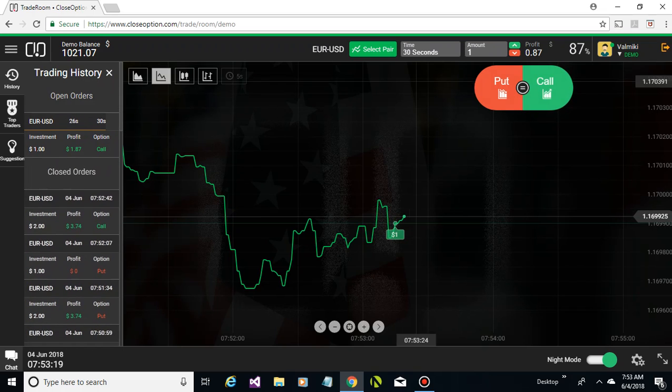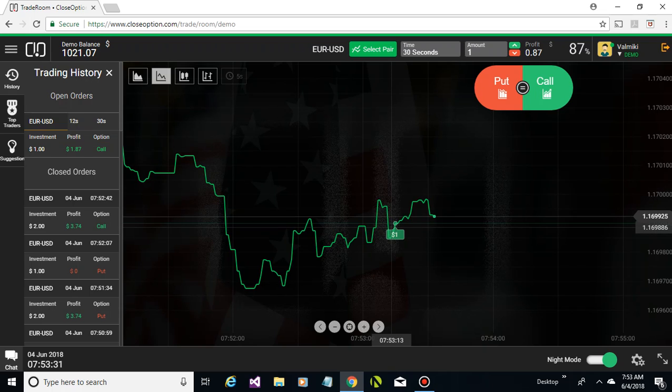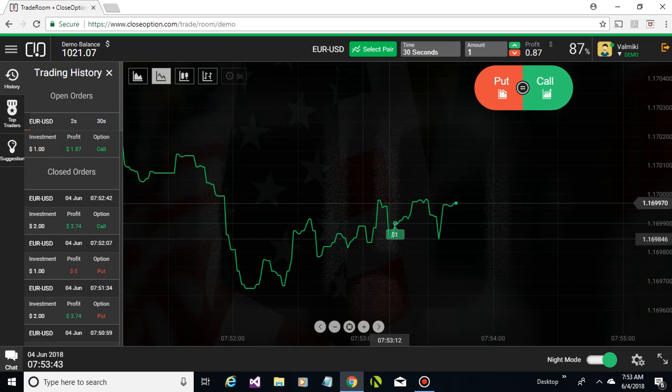If you notice, we entered a position at 752.42, and at about 753.12 was when we got in, so we got in 2 seconds after. You notice this is where we exited a call, and this is where we entered a call again. So you see that gap.